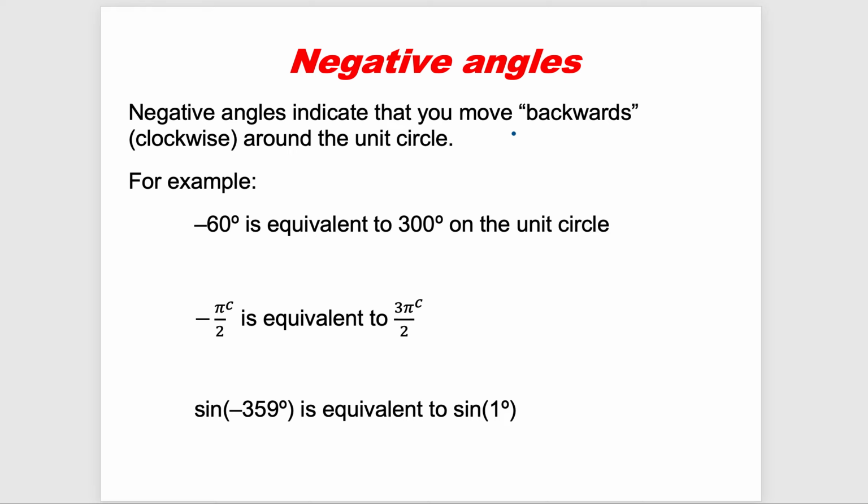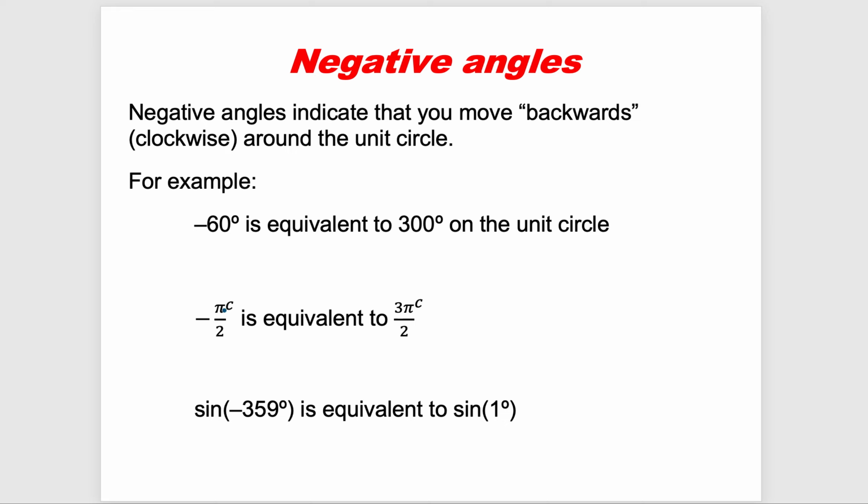But really what you're focused on is where you'll stop on the unit circle, what position it'll be in, and that's how you'll work out your exact values. So for example, -60 degrees is equivalent to 300 degrees on the unit circle, because if you went backwards by 60 degrees, you'd end up in the same position as if you went forward by 300 degrees. You can almost imagine it like you're walking laps of an oval, and it's really about what position you stop at.